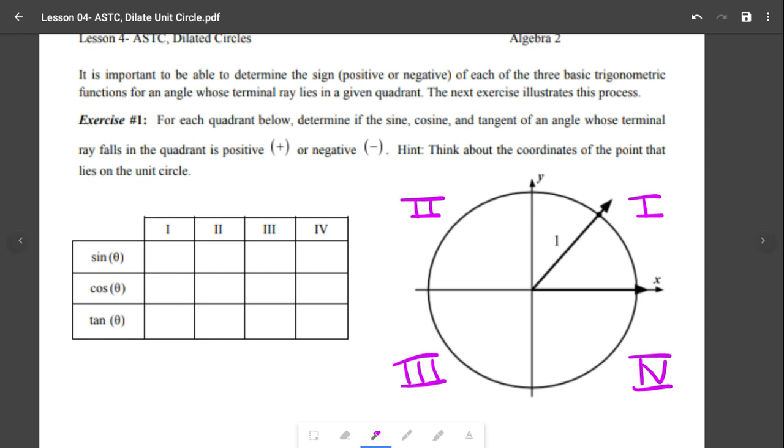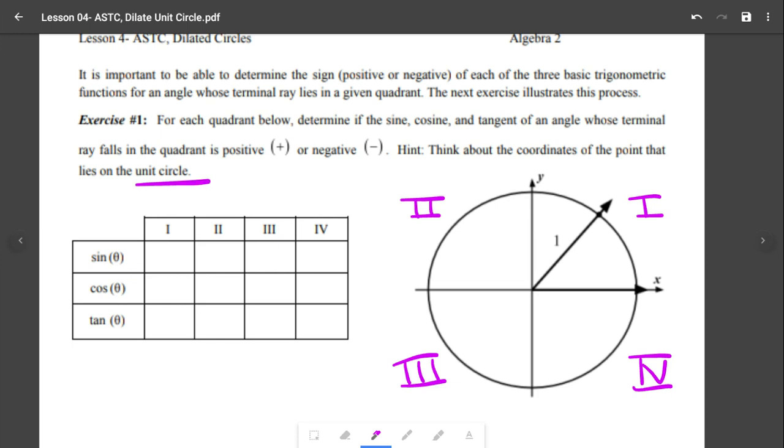So here it says, it is important to be able to determine the sign, positive or negative, for each of the 3 basic trig functions for any angle whose terminal ray lies in a given quadrant. The next exercise illustrates this process. So exercise 1. For each quadrant below, determine if the sine, cosine, and tangent of an angle whose terminal ray falls in the quadrant is positive or negative. Hint, think about the coordinates of the point that lies on the unit circle.